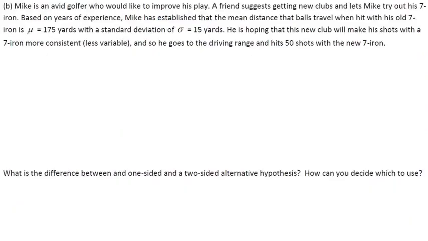So let's go to the final part of the notes here. Part B says Mike is an avid golfer who would like to improve his play. A friend suggests getting new clubs and lets Mike try out his 7-iron. Based on years of experience, Mike has established that the mean distance that balls travel when hit with his old 7-iron is actually mu equals 175 yards, with a standard deviation of sigma equal to 15 yards. He is hoping that this new club will make his shots with a 7-iron more consistent, in other words, less variable. And so he goes to the driving range and hits 50 shots with the new 7-iron.